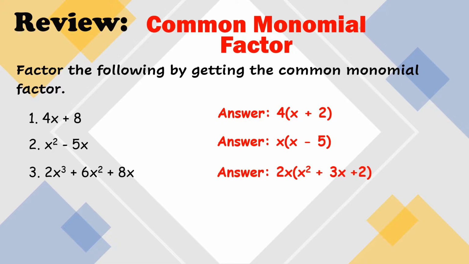Therefore, if you factor this using the common monomial factor, we will have 2x times x squared plus 3x plus 2. Now let's have x cubed minus 6x squared plus 8x raised to 4. For this one, the common monomial factor is x squared. So we will now have x squared times x minus 6 plus 8x squared for the factors using the common monomial factor.